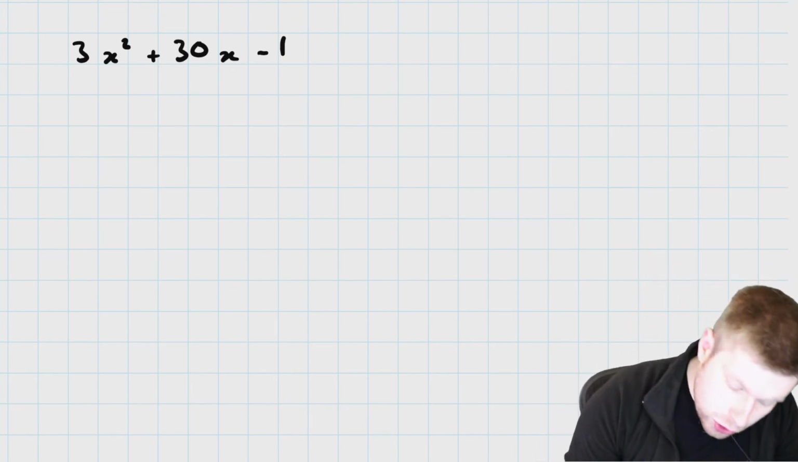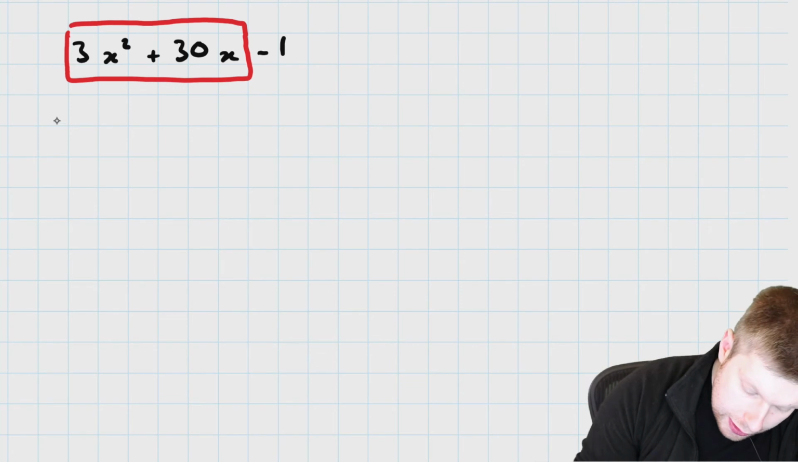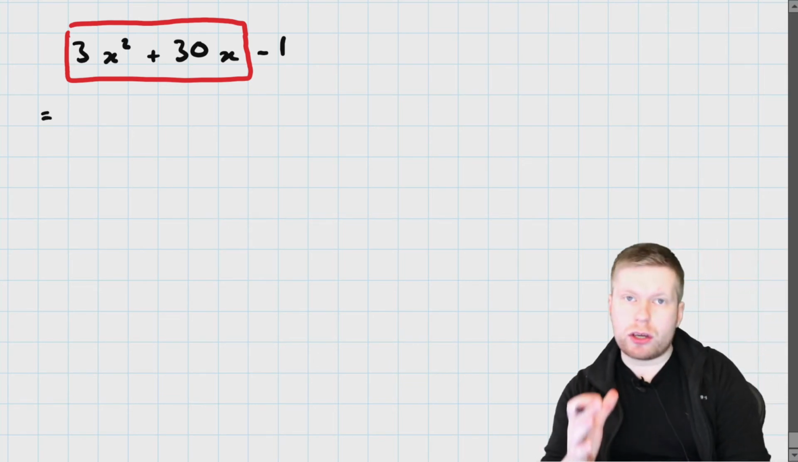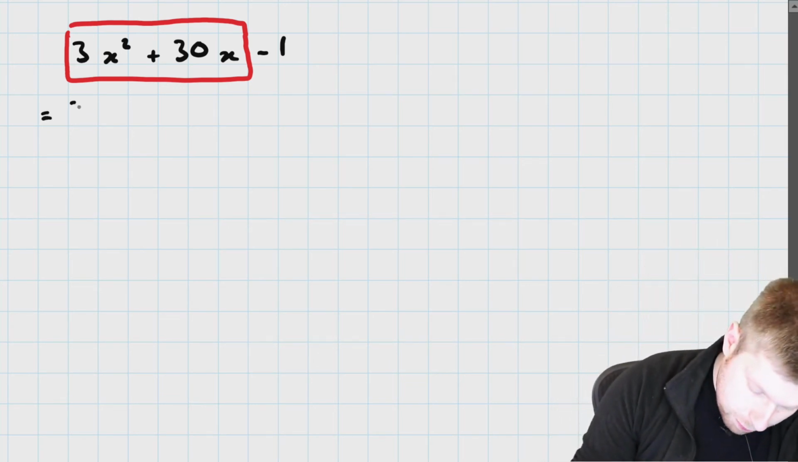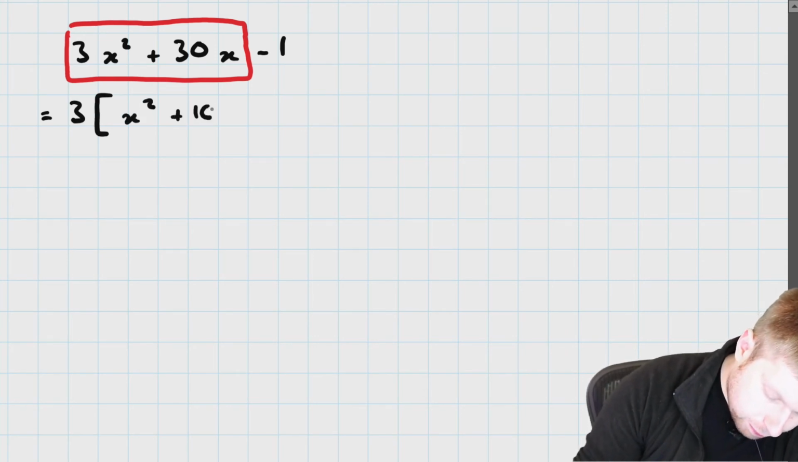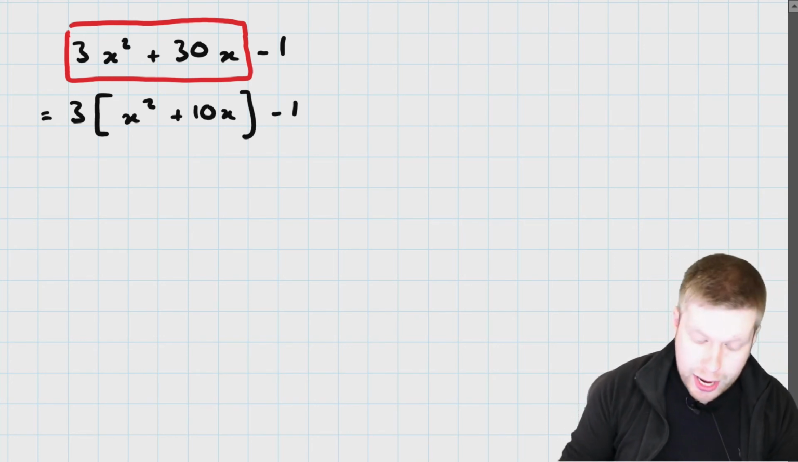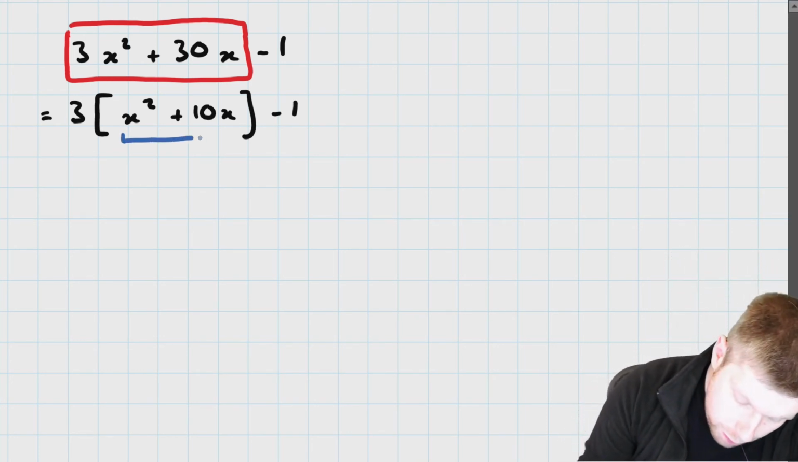So again, the 2 terms I'm interested in when I'm completing the square are the first 2 terms. Let's start off by making this a monic quadratic. So in order to do that, I'm going to have to factorize a 3 out. So I'm going to be left with x squared plus 10x. Then the minus 1 just hangs around at the end. All right, so now I'm just going to focus on the bit inside the brackets.